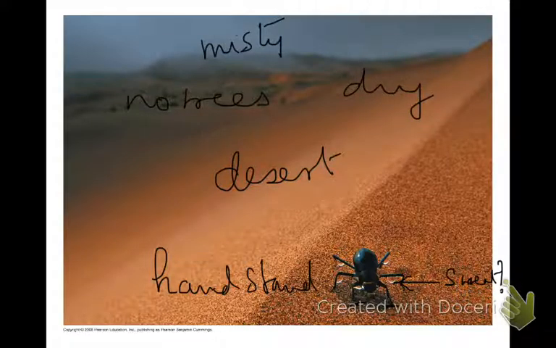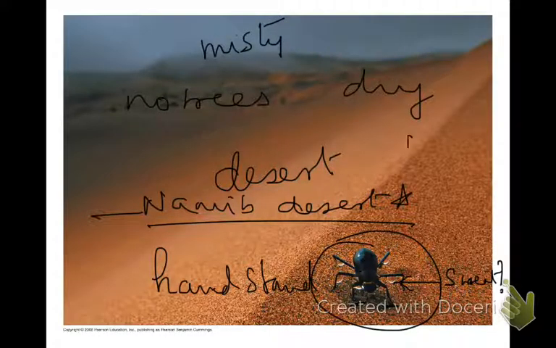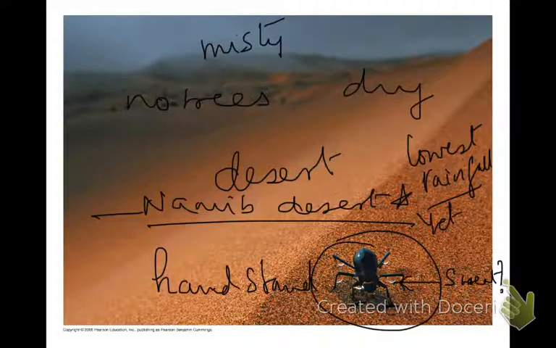So the reality is this is the Namib desert, and this beetle is actually trying to make do with some water. Now, you must know the Namib desert gets the lowest rainfall. So there is scarcity of water, and yet this place has a lot of animals. And how do they survive? What do they do to access water?